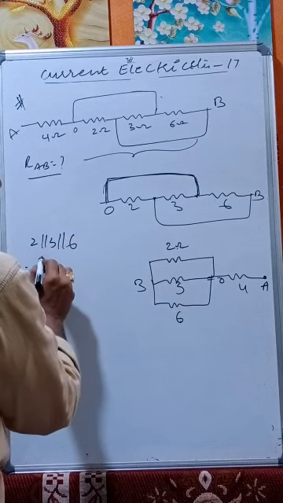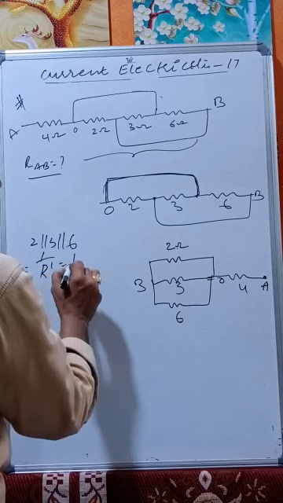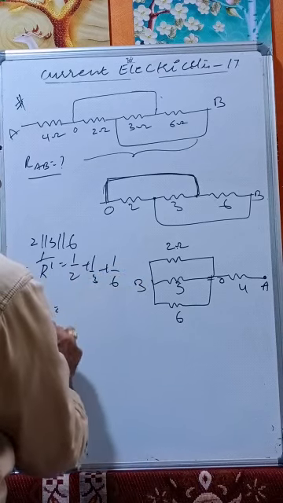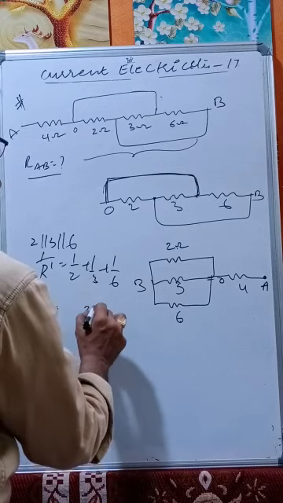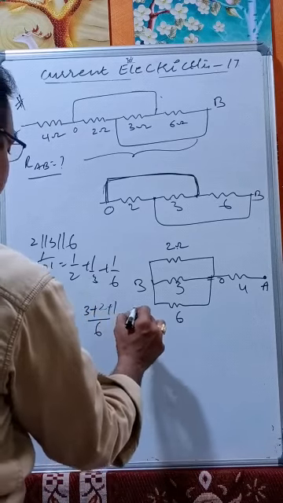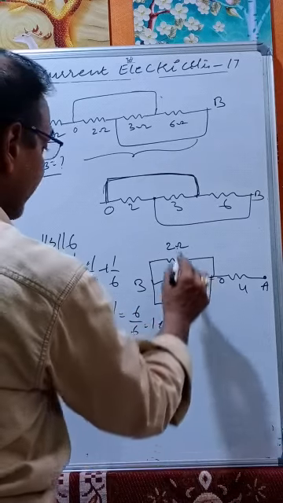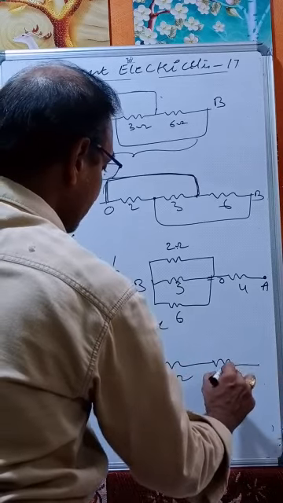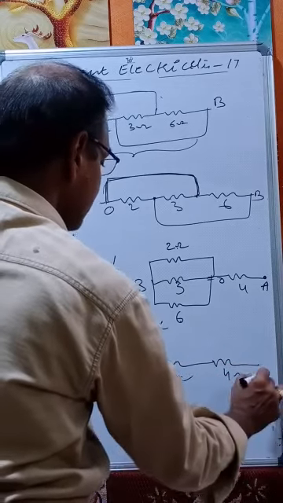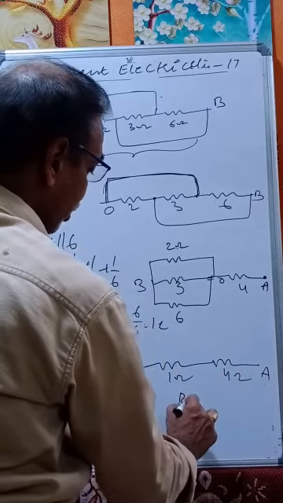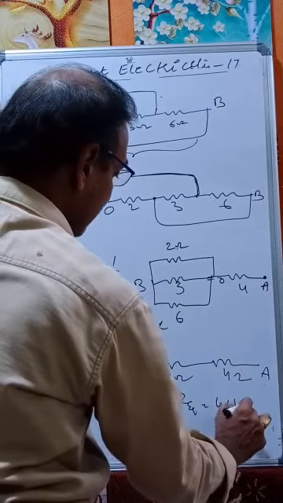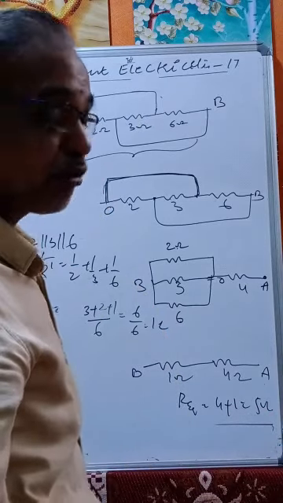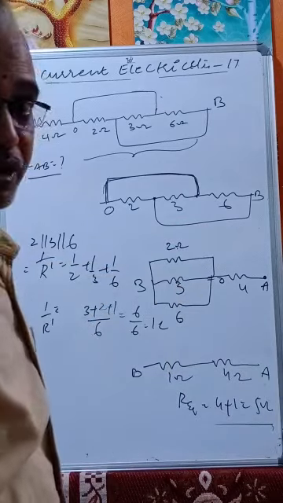This becomes 1 by R dash is equals to 1 by 2 plus 1 by 3 plus 1 by 6. That is 1 by R dash is equals to 6 by 6, 3 twos, 2 threes, 1 six. That will be 6 by 6 is equals to 1 ohm. The effect of this is 1 ohm. This will be 1 ohm in series with 4 ohms. This is B, this is A. Now these two are in series. Therefore, R equivalent is equals to 4 plus 1, that is equals to 5 ohms. 4 plus 1. Simply, we will get 4 marks. Simply 5 ohms.